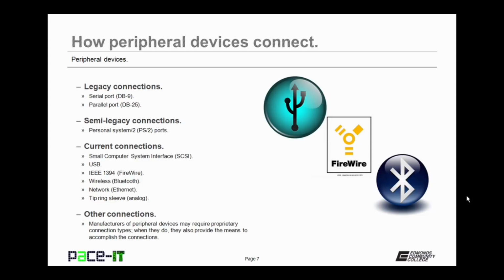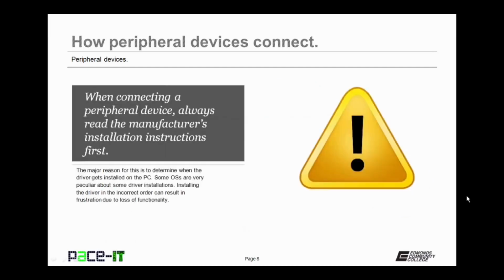Now, the manufacturer of a peripheral device may require a proprietary connection type. When they do, they will also provide the means of accomplishing that connection to the PC. So when you're connecting a peripheral device to a computer, always read the manufacturer's installation instructions first. The major reason for that is to determine when the device driver gets installed on the PC. Some operating systems and peripheral devices are very peculiar about some driver installations. Installing the driver in the incorrect order can result in frustration due to loss of functionality.